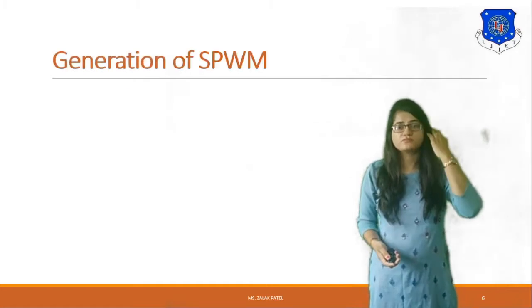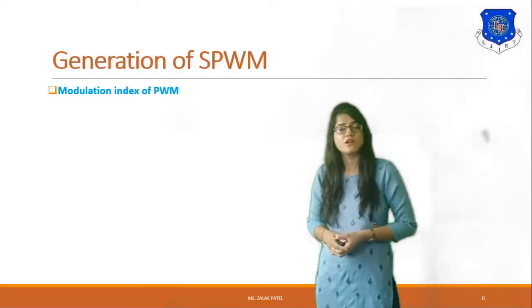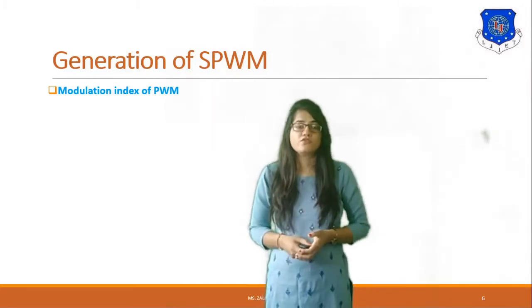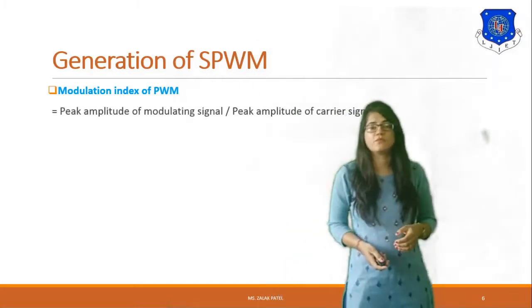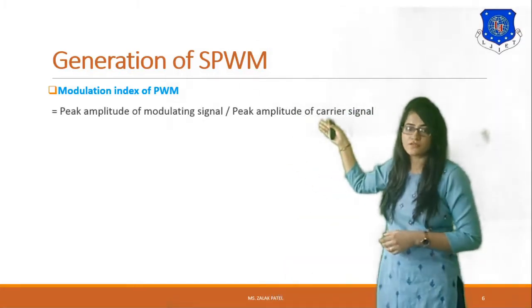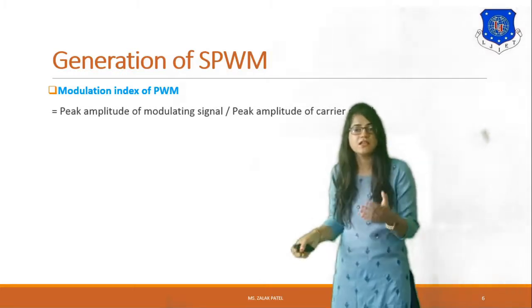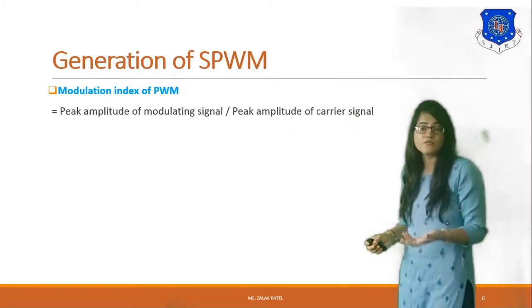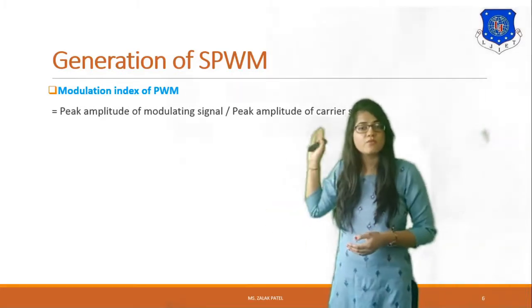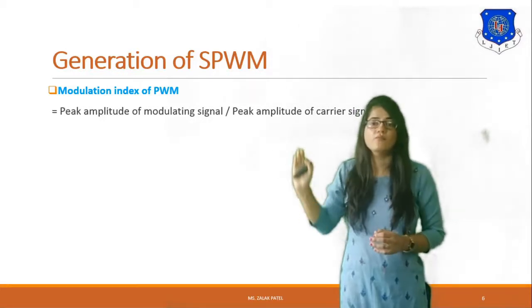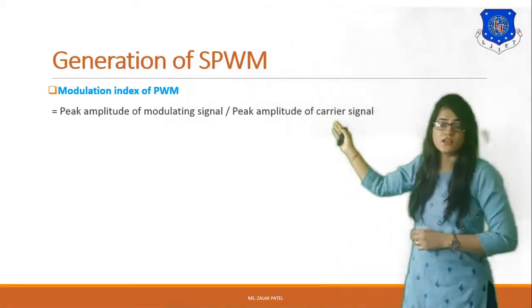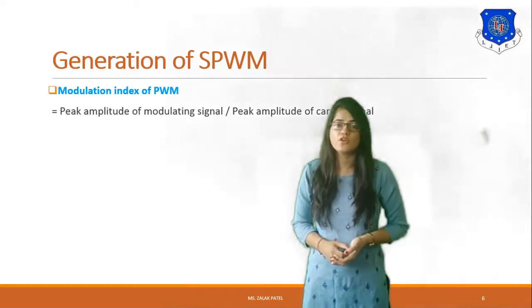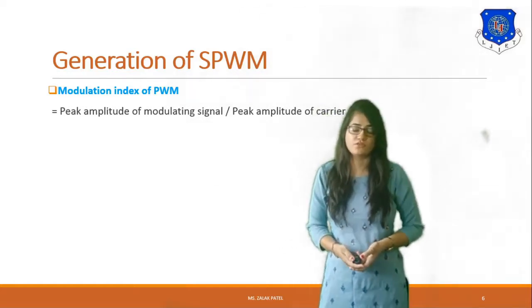In this case, the generation of the sinusoidal pulse width modulation will be decided by the comparator. For this, the modulation index of the pulse width modulation is given by the equation: peak amplitude of the modulating signal divided by the peak amplitude of the carrier signal. In terms of symbols, the peak amplitude of the modulating signal is AM and the peak amplitude of the carrier signal is AC. So the modulation index is the ratio AM upon AC.